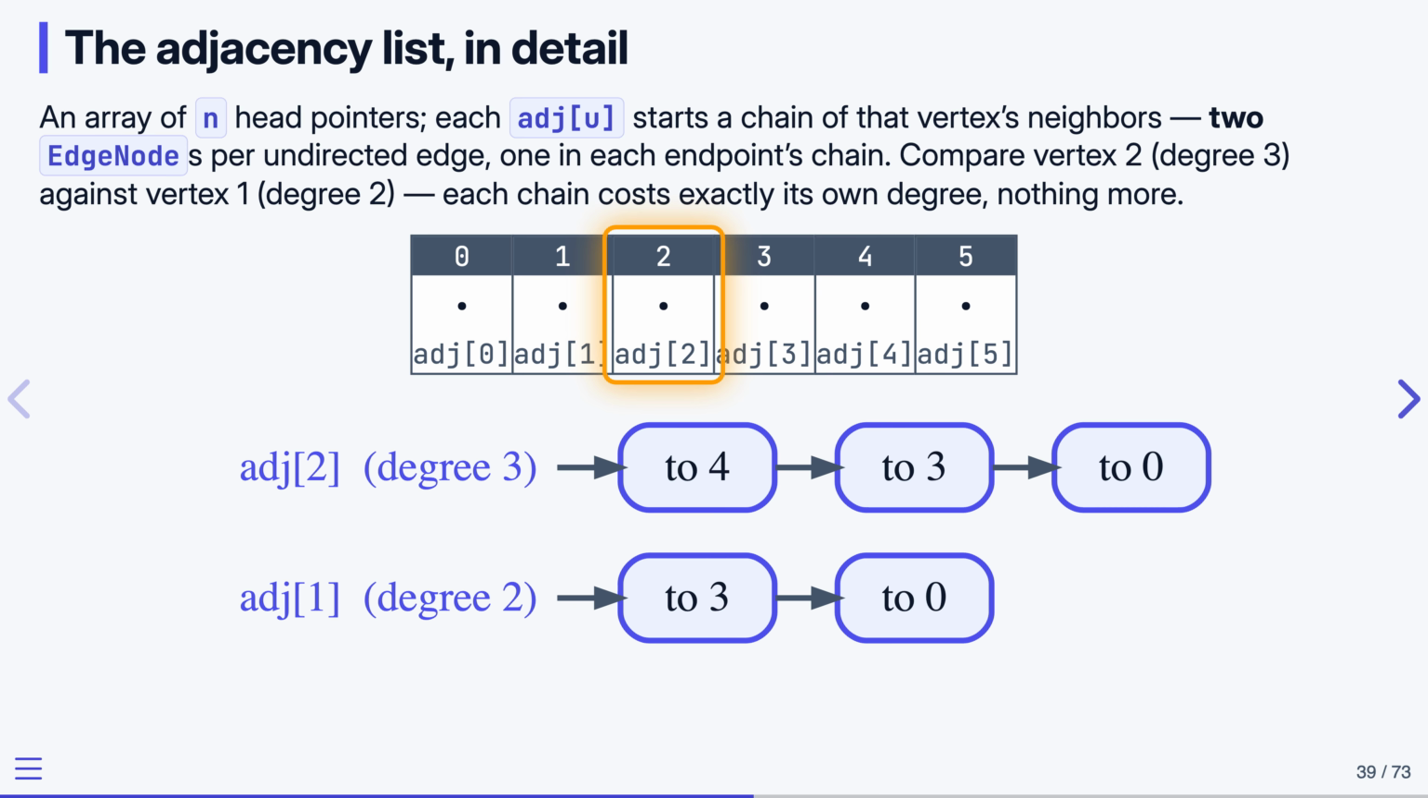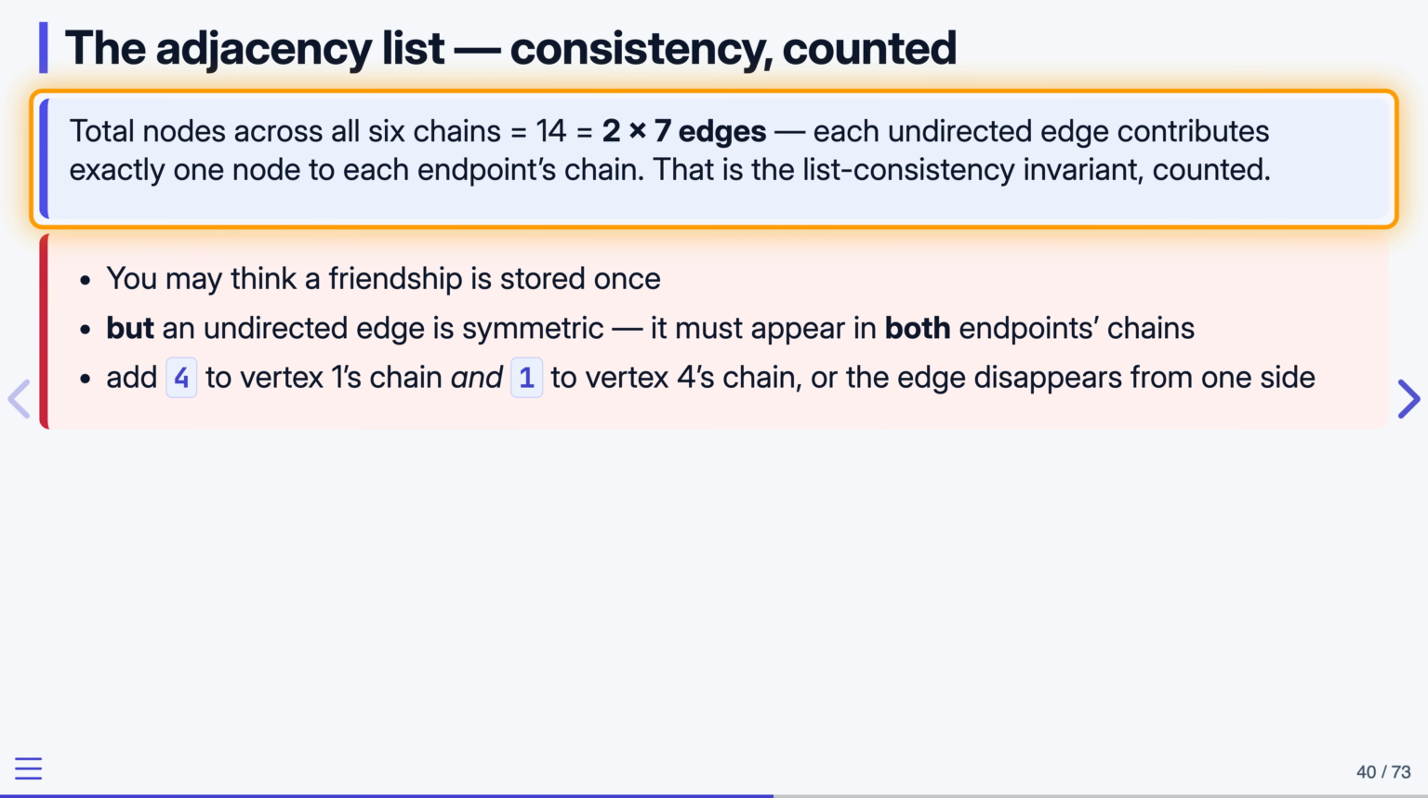Now vertex 2, which has degree 3. Its chain, edge at index 2, holds 3 nodes, 1 to vertex 4, 1 to vertex 3, and 1 to vertex 0. Each chain costs exactly its own degree, nothing more. Count all the nodes across the 6 chains and you get 14, which is 2 times the 7 edges. Each undirected edge puts exactly 1 node in each endpoint's chain. That is the list consistency invariant, counted rather than just stated.